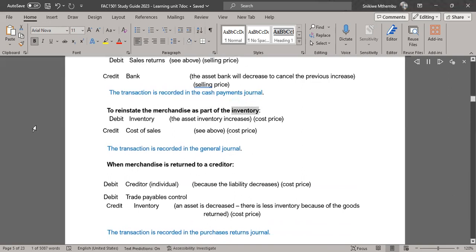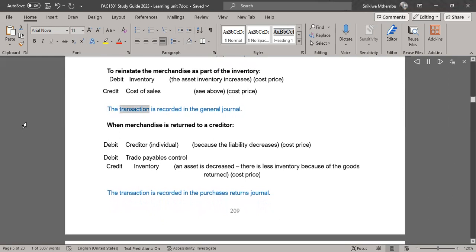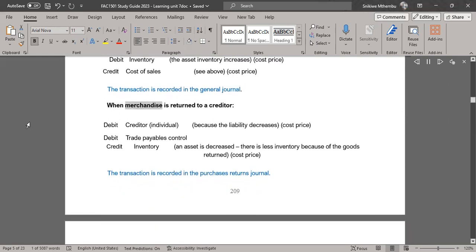To reinstate the merchandise as part of the inventory: Debit inventory, the asset inventory increases, cost price. Credit cost of sales, see above, cost price. The transaction is recorded in the general journal.